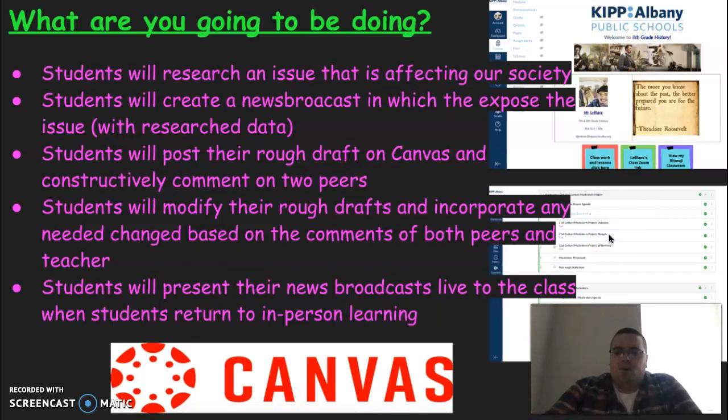The comments are important. So when it comes down to the grading, which you're going to see in a moment, you're graded on the fact that you gave constructive criticism and that you modified your draft to incorporate the needed changes that I gave you and your teammates or peers gave you. So this is part of the grading. You do have to modify your draft. And then obviously the presentation is also part of it, as well as the authenticity.